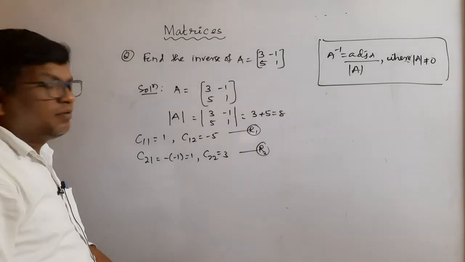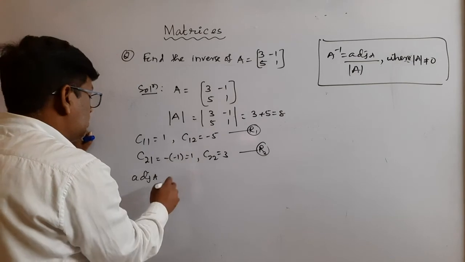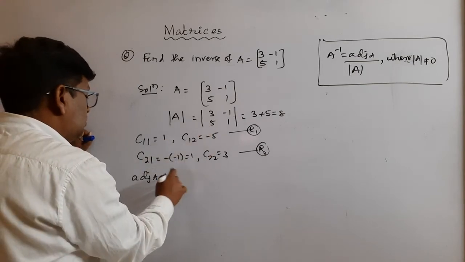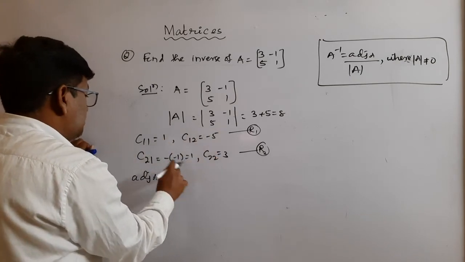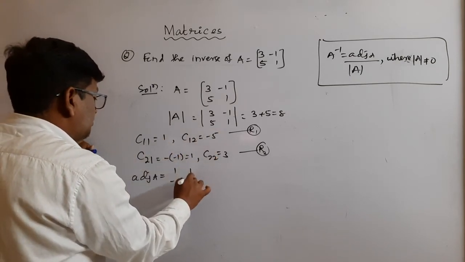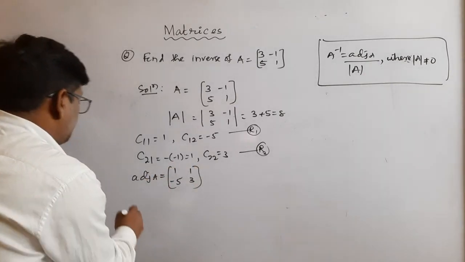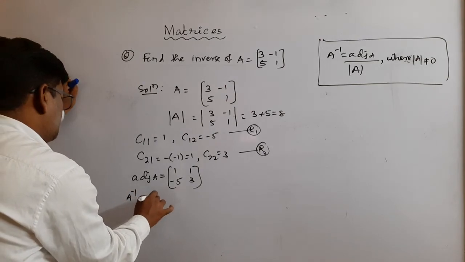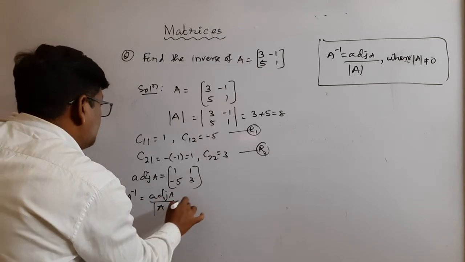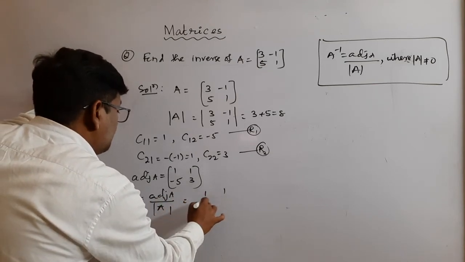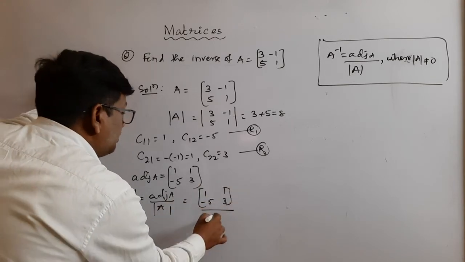Okay, now for adjoint A, write rows into columns. This is row, so write column, so 1 minus 5 as the first column and 1 3 as the second column. This is adjoint A. Now A inverse is equal to adjoint A by determinant A. Adjoint A is 1 1 minus 5 3 by determinant A. Determinant A is 8.